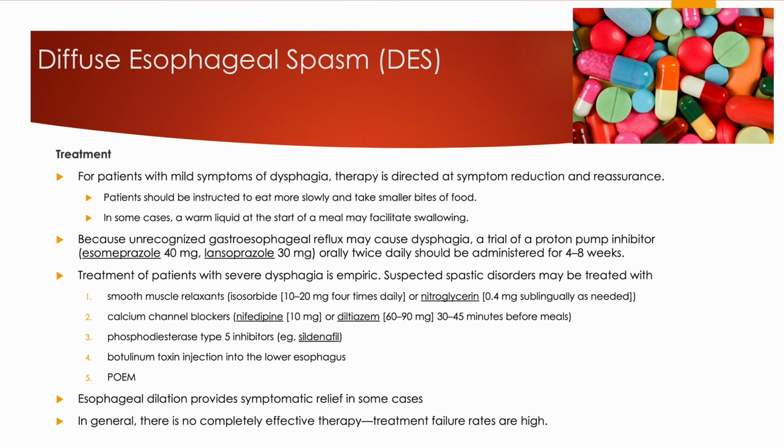In regard to diffuse esophageal spasm, usually we give a combination of these medications empirically: smooth muscle relaxants, calcium channel blockers, phosphodiesterase inhibitors, and sometimes Botox or POEM at the later stages. Also, it's not as common to do dilation, but sometimes you can get relief. The problem with these is that there is no completely effective therapy. You get a lot of failure rates, a lot of recurrence. So these patients do have to be on medication off and on long term.